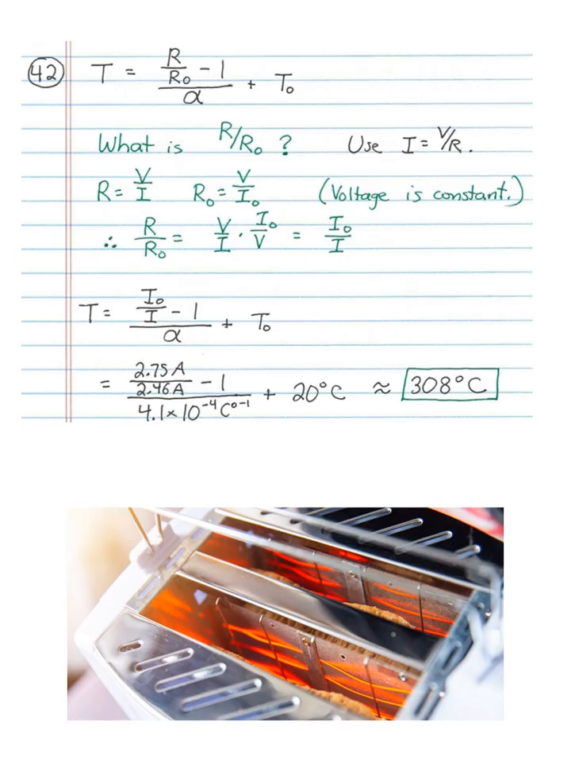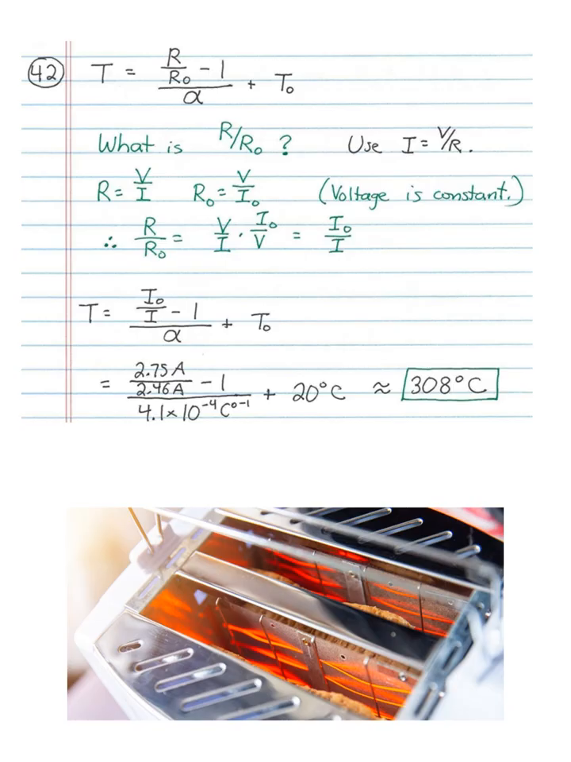Number 42 involves nichrome. Nichrome is a nickel-chromium alloy used in heating applications like this toaster because it has a relatively high resistivity and it heats up when current passes through it. So this toaster wire, initially at room temperature, carries 2.75 amperes. Immediately after it's turned on, after the wire heats, the current drops to 2.46 amperes. What is the temperature of the nichrome then?